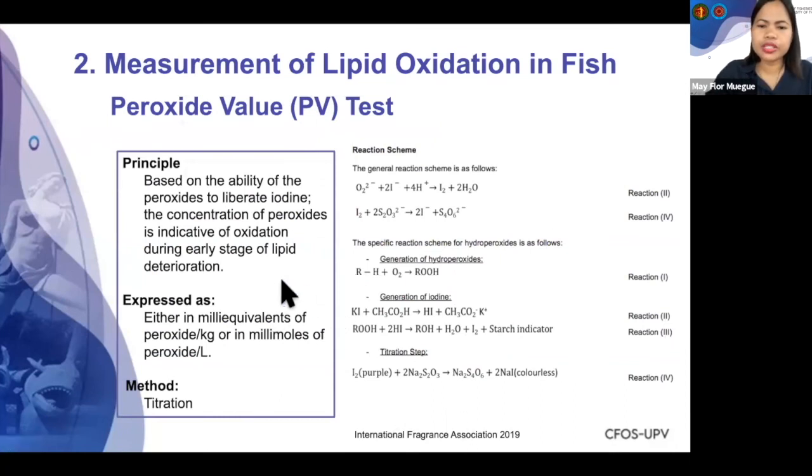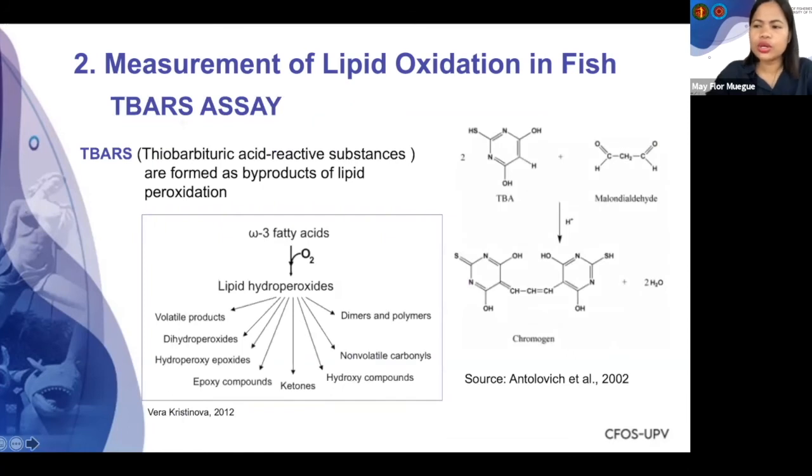So the peroxide test is based on the ability of the peroxide to liberate iodine, no? And the concentration of peroxides is indicative of oxidation during the early stages of lipid deterioration. So, ayan. And it is expressed as milliequivalents of peroxides per kilogram of sample. So, the process there is titration. So, I know you are also familiar with titration na.